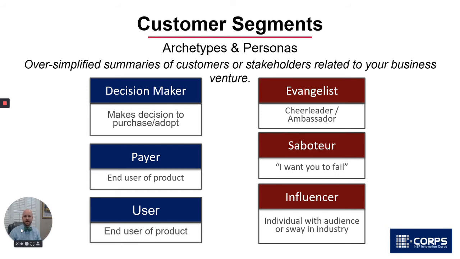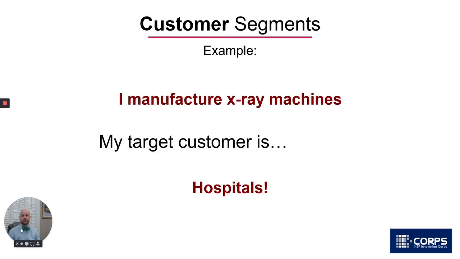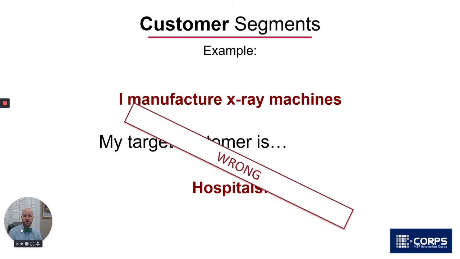You think about right now, we live in a day and age of social media influencers. These are the people that we look to, and when they say this, we oftentimes open our ears and pay attention. All right? So here is your customer segment. Let's think about it. I manufacture x-rays. So therefore, my target customer is hospitals, right? Wrong. All right, if I manufacture x-ray machines, my target customer is not a hospital.